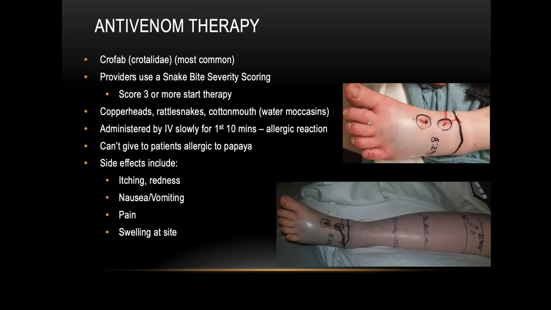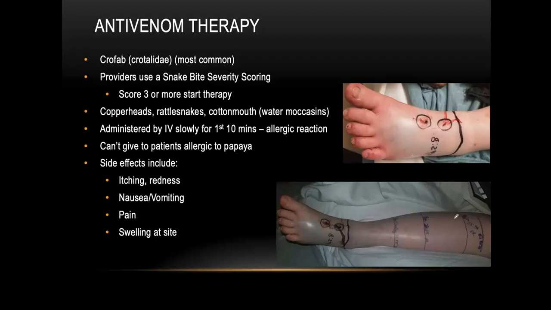But as you can see, this is this child when they came in, and we will put a mark where the swelling is up to. And then we have to write the times. We have to do this every hour, or even probably more frequent if necessary.